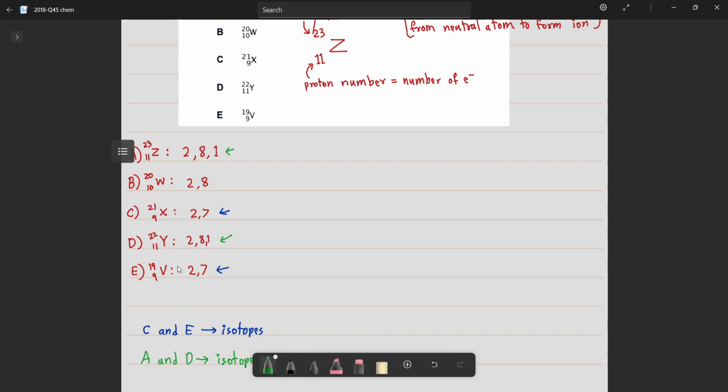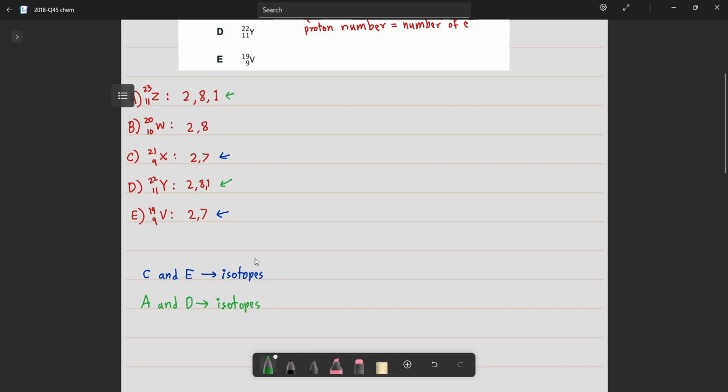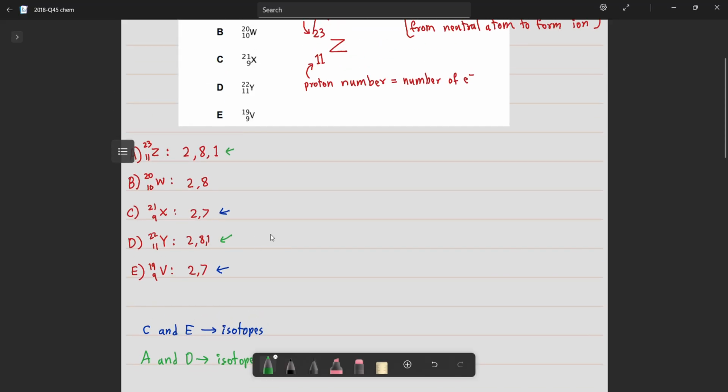So what this means is the neutron is a neutral subatomic particle, so it has no influence on the ionization energy. So we're going to focus on the electronic configuration and the proton number.